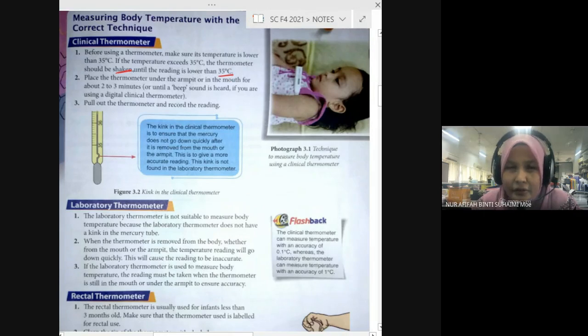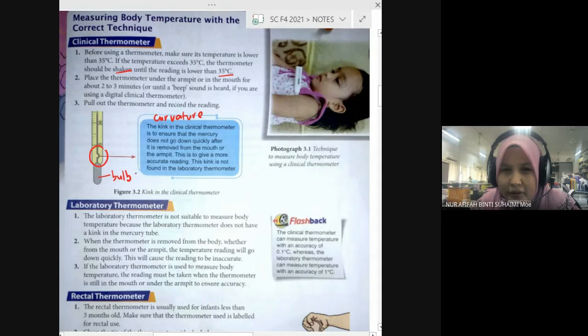Why do we need to shake the clinical thermometer? Because this thermometer has a part that we call the kink, or curvature. This curvature, we call it the kink. This kink prevents the mercury from going back to the bulb. This is the bulb of the thermometer.